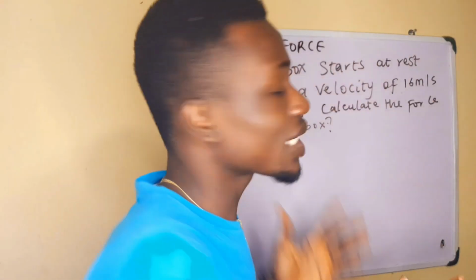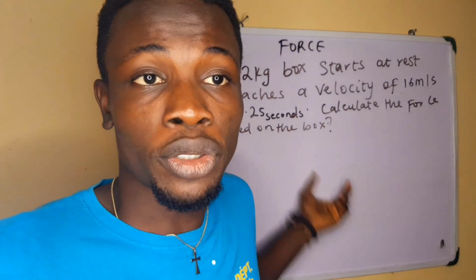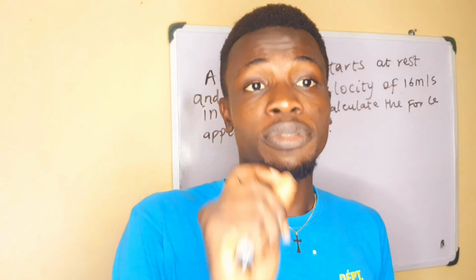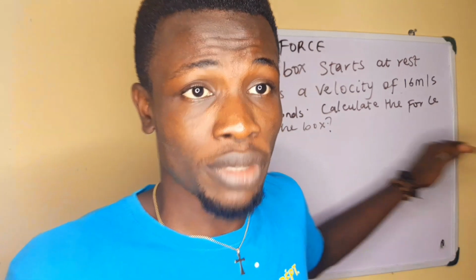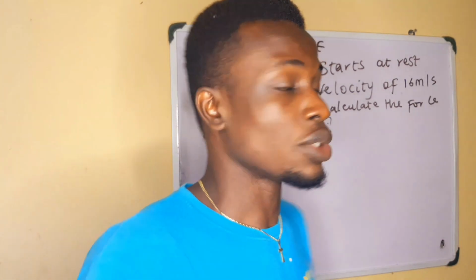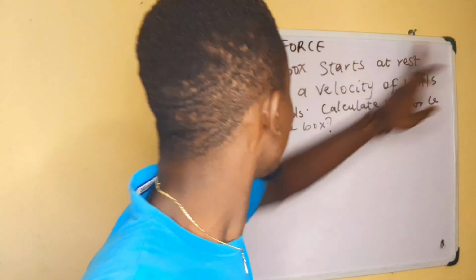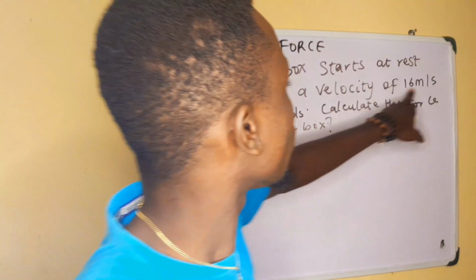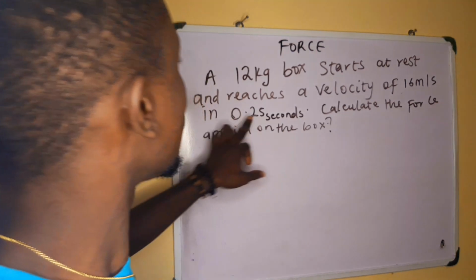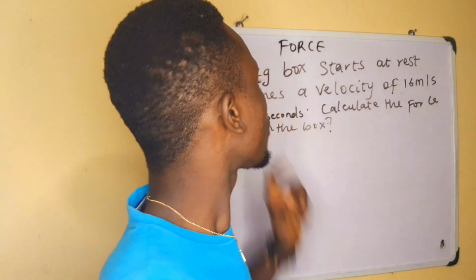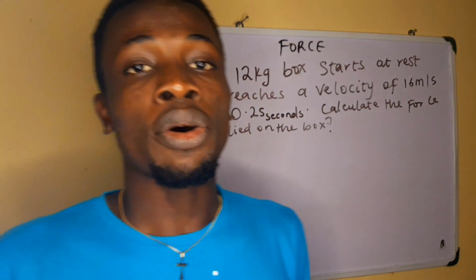In today's class, I'm going to be solving this problem on force. Remember, we started a series on force in physics, so I'm going to solve this question to show you how it is being solved. Now, a 12 kg box starts at rest and reaches a velocity of 16 meters per second in 0.25 seconds. Calculate the force applied on the box.